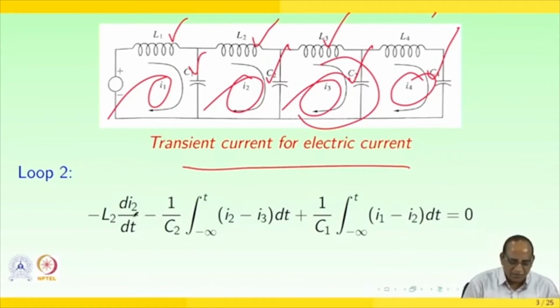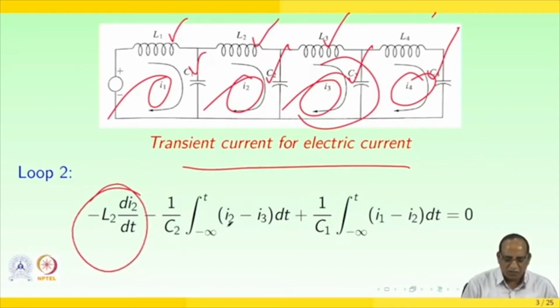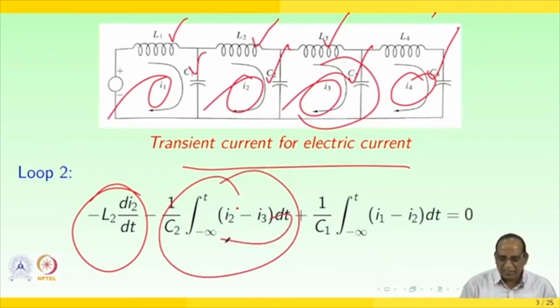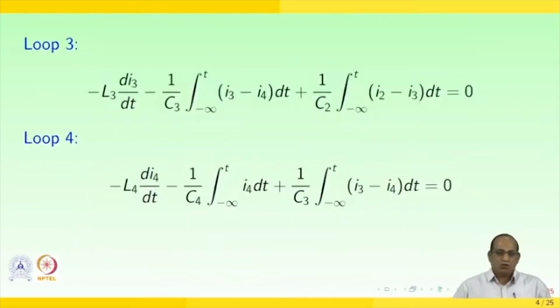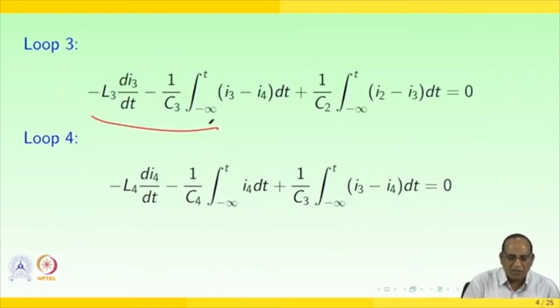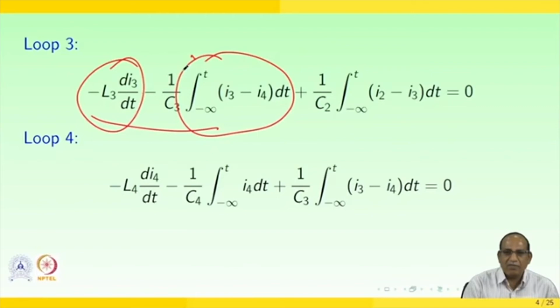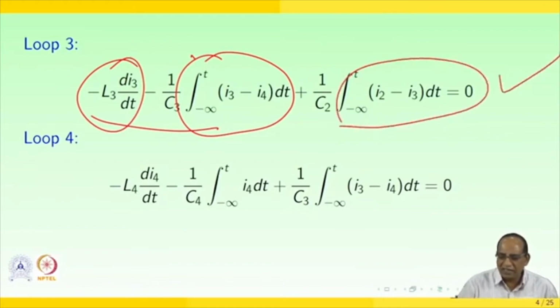So, the second loop is minus L2 di2 upon dt minus 1 over C2 times the integral from minus infinity to t of I2 minus I3 dt plus 1 over C1 times the integral from minus infinity to t of I1 minus I2 dt. So, loop 3 is minus L3 di3 by dt minus 1 over C3 integral from minus infinity to t of I3 minus I4 dt plus 1 over C2 integral from minus infinity to t of I2 minus I3 dt.